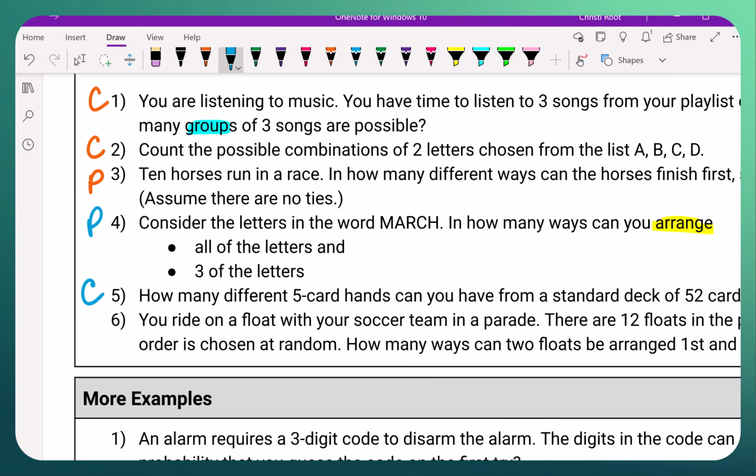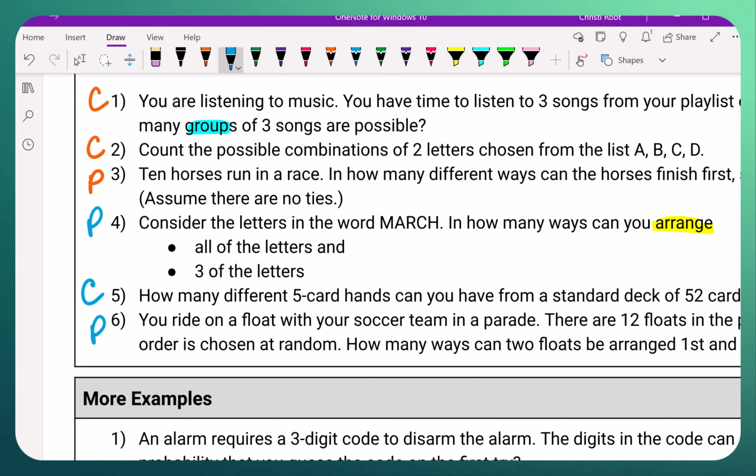And then the last one, if you've got 12 floats in a parade, and you're trying to figure out how many ways that 2 of them can be first and second. So first and second would be a permutation because the order matters.